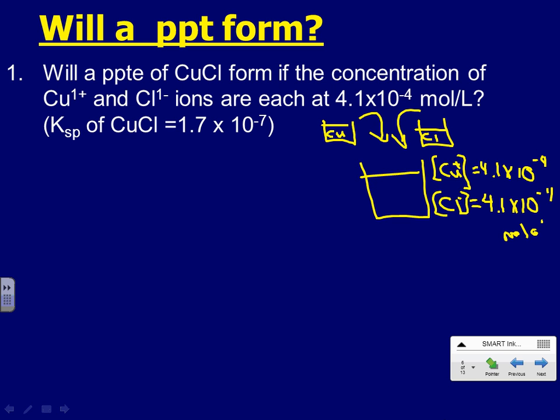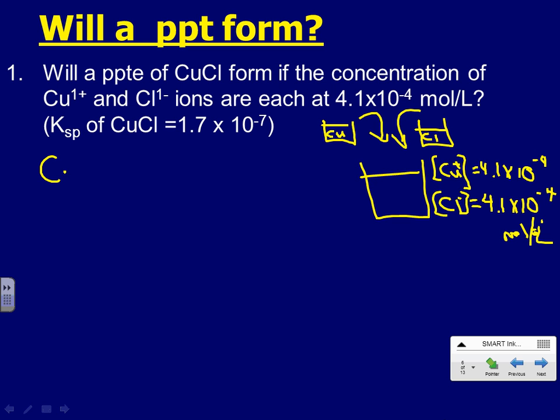And you might be wondering why I'm writing that down like this. That's because in the more complicated questions, we will be mixing two solutions together. We're going to have to do some dilution calculations and gather up some information. In this case, I just gave it to you, straightforward. Notice I've given you copper chloride, the KSP.